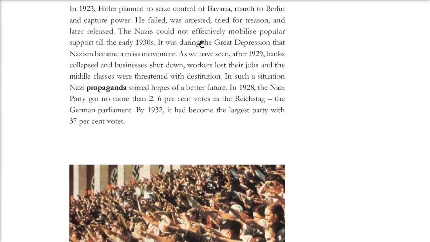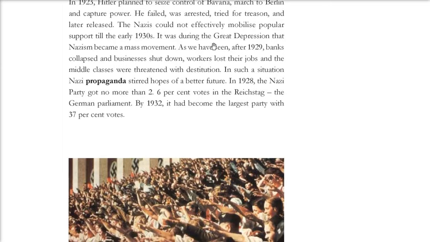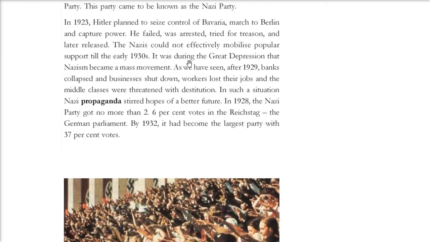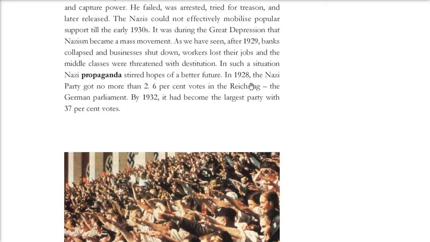The Nazis could not effectively mobilize popular support. It was the Great Depression that made the Nazis a mass movement. The conditions were not very good. Nazi propaganda stirred hopes in the people of Germany for a better future because things were not going well. Weimar was not doing well. In 1928, the Nazi Party got just 2.6% of the vote in the Reichstag, the German parliament. But four years later, in 1932, the Nazis became the largest party with 37% of the votes.